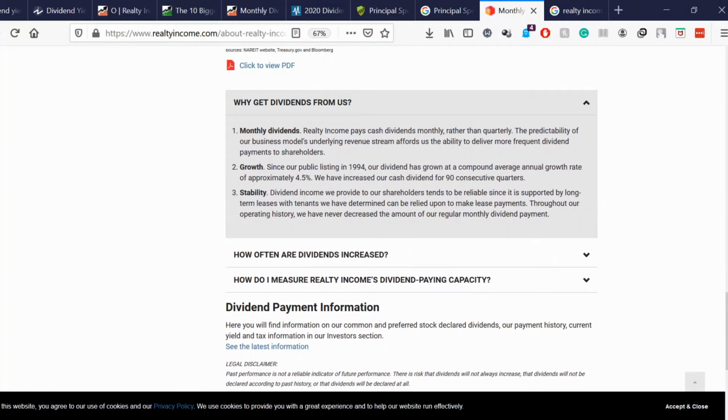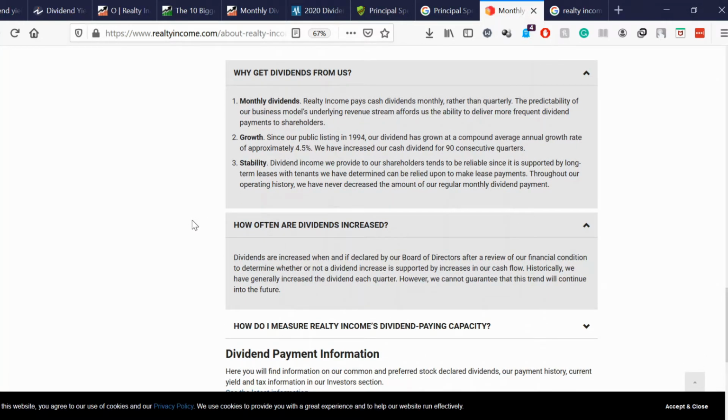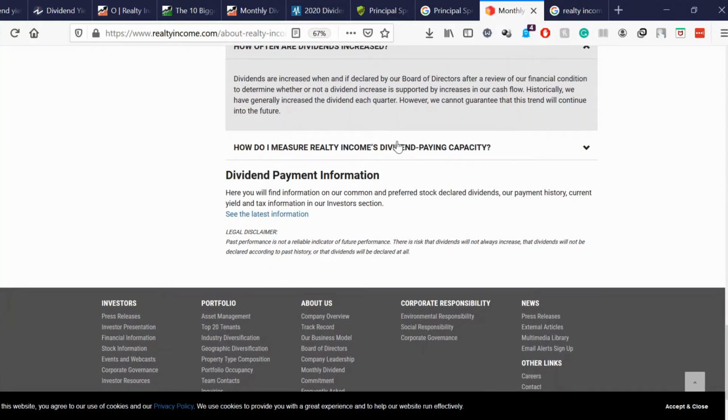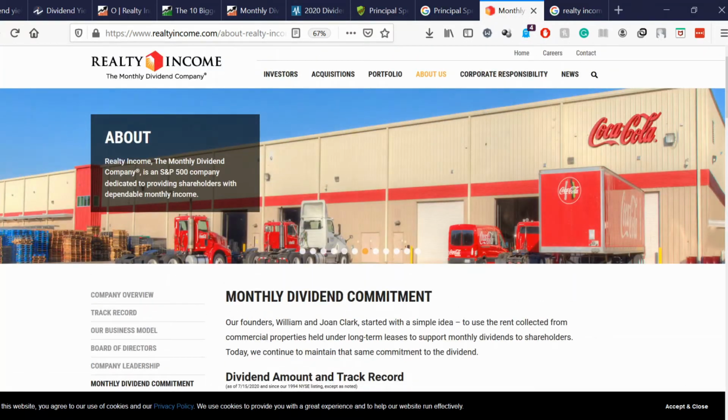Monthly dividends, growth, stability. How often are dividends increased? Dividends are increased when and if declared by our board of directors after a review of our financial condition. How do I measure dividend income? Realty Income's dividend paying capacity. And it's just, like I said, there's a whole bunch of information.